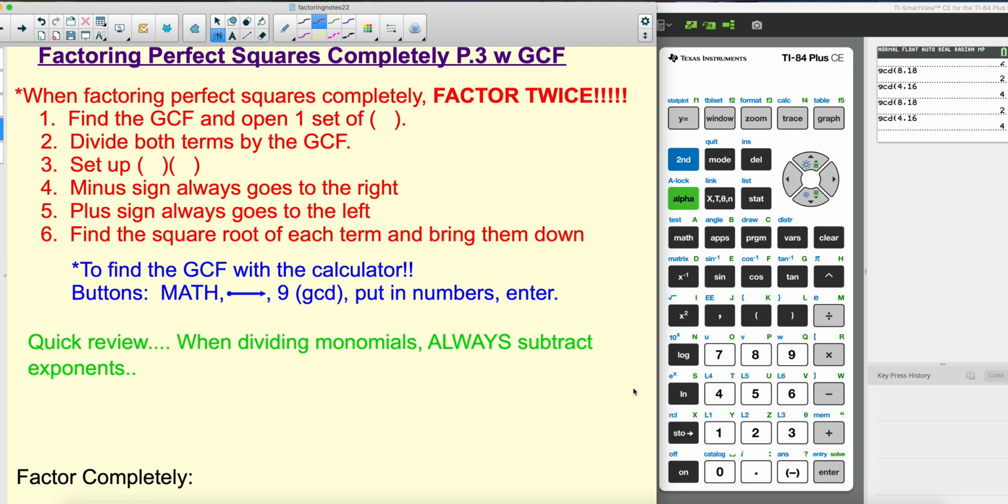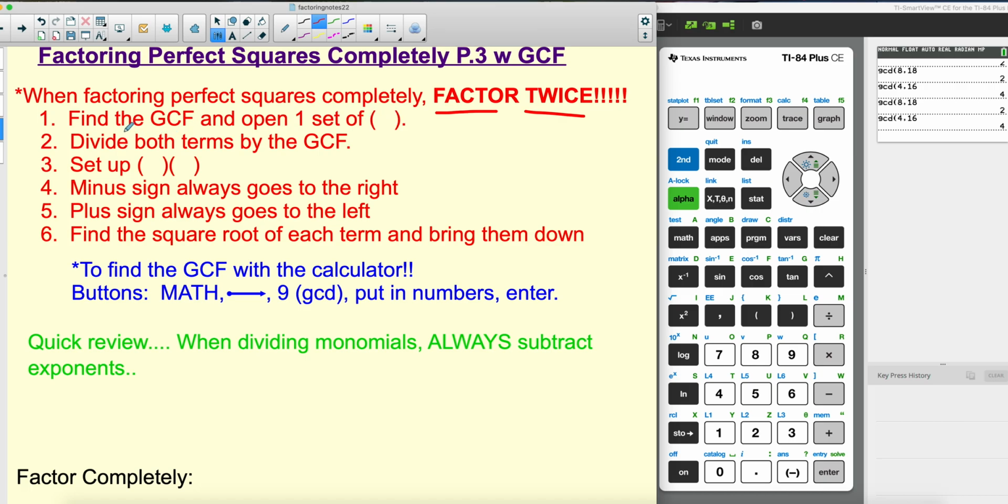Keep in mind when we talk about factoring completely, guys, whether it's a perfect square, or it could be a trinomial, whenever you factor completely, you always factor twice. Always, okay? The only thing you've got to figure out is, do you start with two sets of parentheses, or in this case, do you start with the GCF? And that's what we're going to look at right now. Finding the GCF. And guys, when you find the greatest common factor, if there is one, then you always start with one set of parentheses, okay?